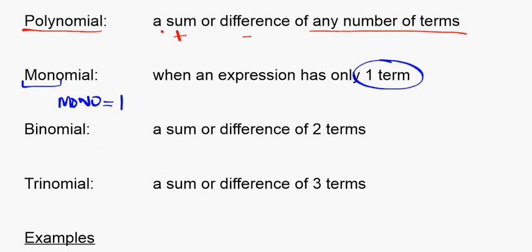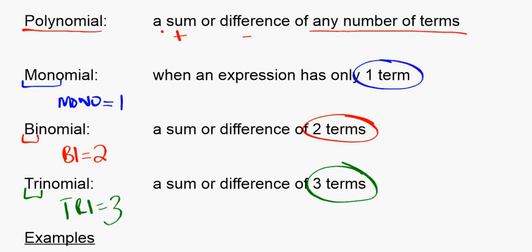Think of a bicycle. A binomial has 2 wheels, right? So bi equals 2, which means it's going to have 2 terms. And then yes, tri means 3. So that's going to have 3 terms.